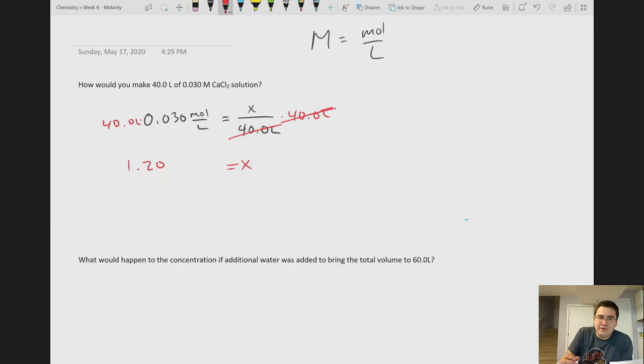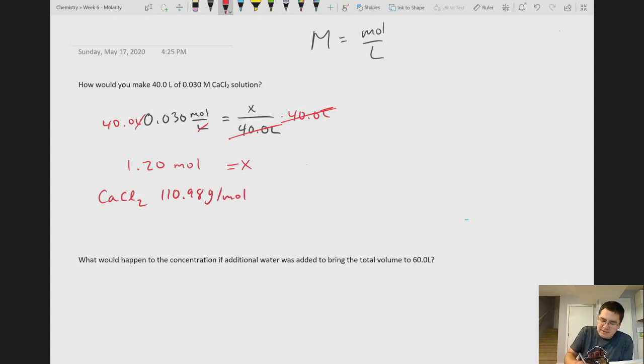And you look at what units are left. The liters here cancel, and I'm left with just moles. So I know I need 1.2 moles to make that solution. Okay, so the next thing, you can't measure moles on a scale, so we need to convert that to a mass. So I've added up the molar mass. Calcium chloride has a molar mass of 110.98 grams per mole.